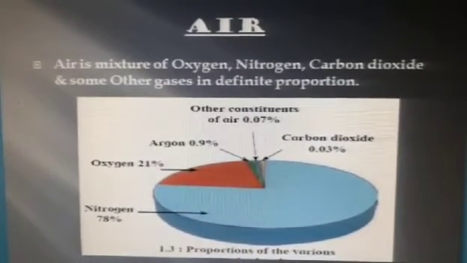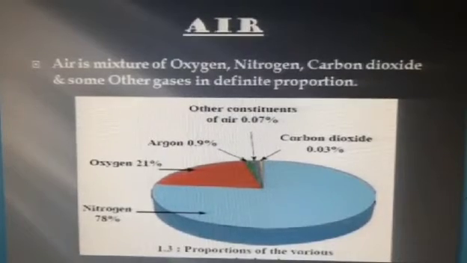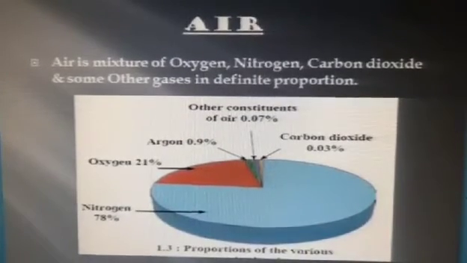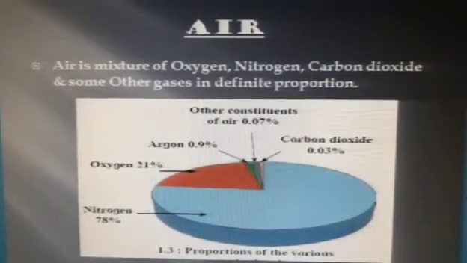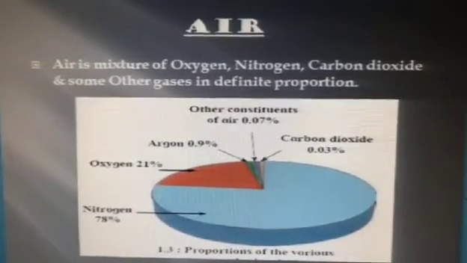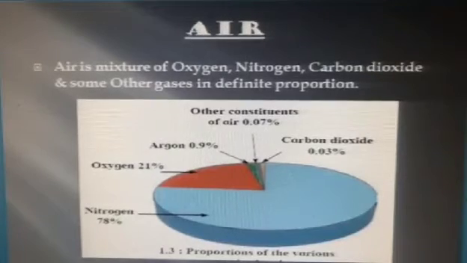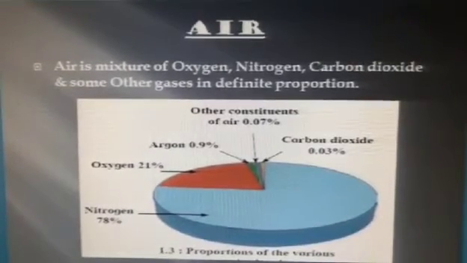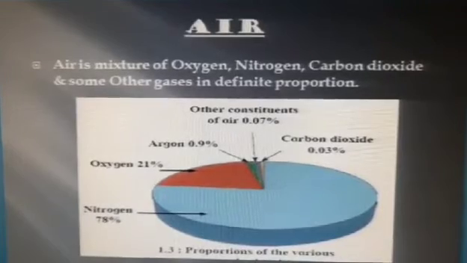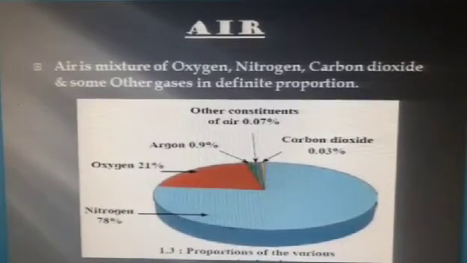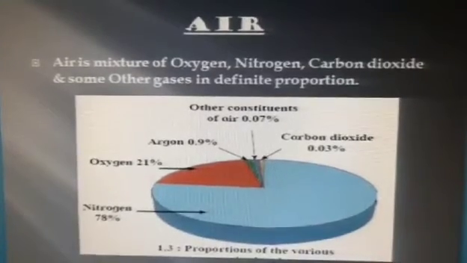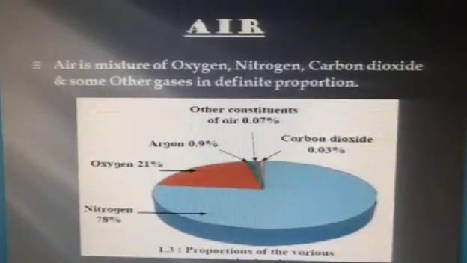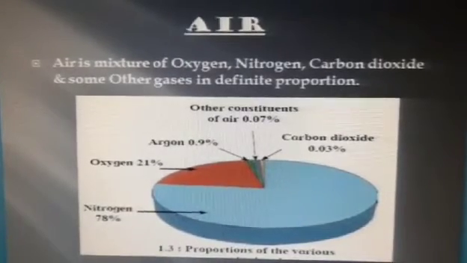Now, come to that picture, which is 1.3. See here, as we said that air is present, means it contains different gases: nitrogen, oxygen, carbon dioxide. What are the various proportions of different gases in the air? When you observe the picture, you are observing that nitrogen here is 78%. It is the most abundant element in the air.